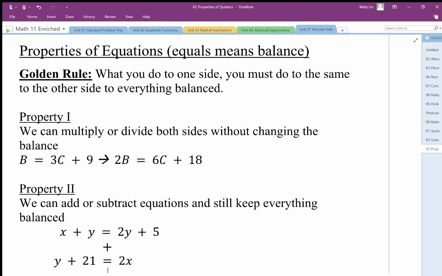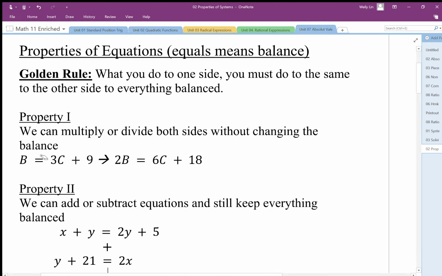To solve equations algebraically, we need to know some basic rules of equations. Basically, the equation means balance. So what you do to one side, you have to do the same thing to the other to keep everything balanced. And one way to do this is we can multiply or divide both sides without changing the balance.